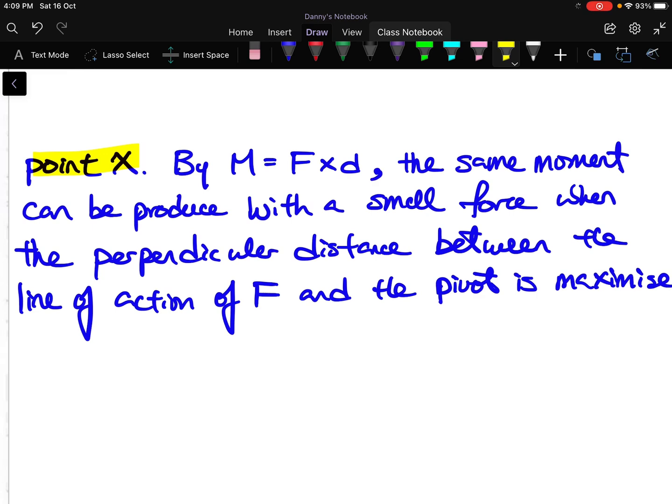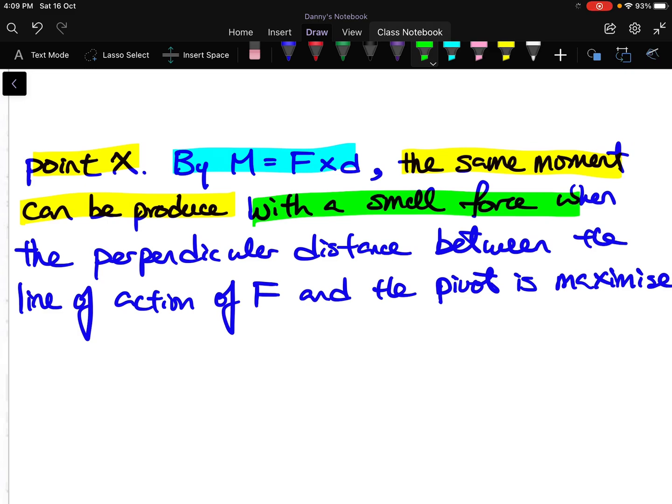You are asked to explain, right? So in physics, if you want to explain anything, the easiest approach that you should always rely on is to quote the formula that describes the system. So in this case, we know that it is about moment, so I will quote M equals F times D. The requirement is that you want to produce the same moment with the smaller force. So if you want to do that, then you need to maximize the D.